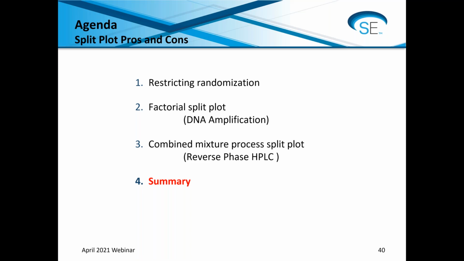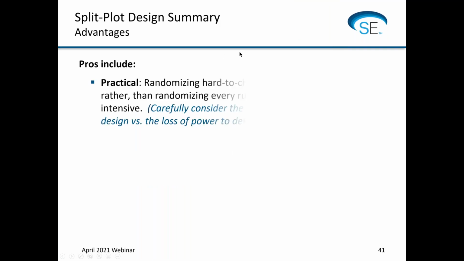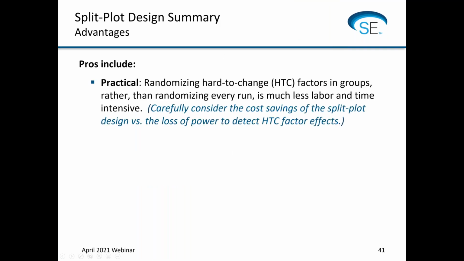It's the same as a regular factorial for the most part, and the same as a response surface or a combined mixture process, or a mixture if you're just doing a mixture. Okay, so let's summarize. The big pro is it's practical. If your hard to change factors really aren't hard to change, you're better off doing a completely randomized design. It's only when restricting the randomization really makes the design practical.